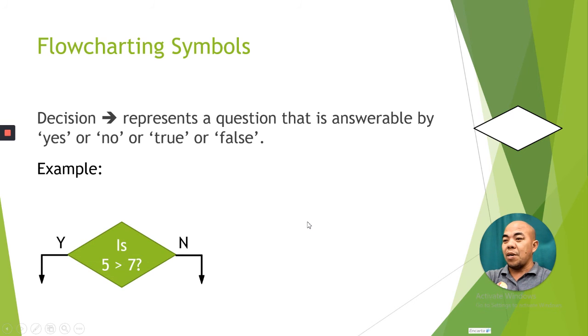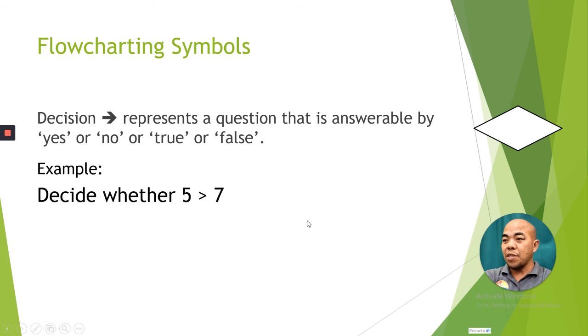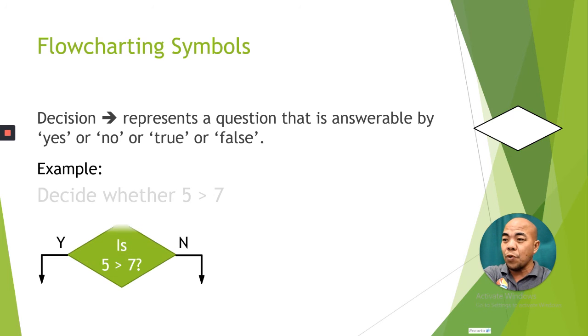Example, we're going to decide whether 5 is greater than 7. We're going to let the flowchart decide whether 5 is greater than 7. So here we have the flow, we have the symbol decision, and the question is, is 5 greater than 7? If the answer is yes, then it goes through here. If the answer is no, then it goes through here. Of course this means that the answer is no, because 5 will never be greater than 7.